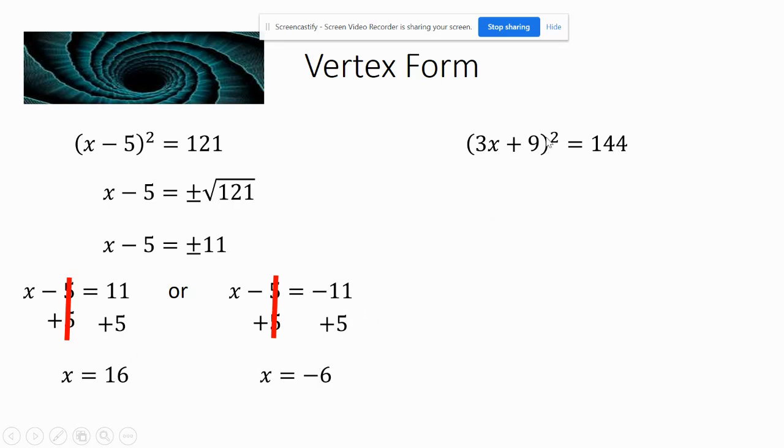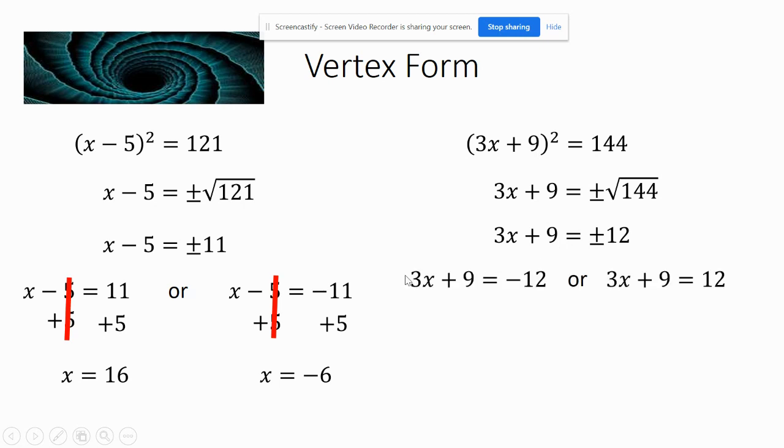So over here, the whole quantity is being squared first. So the first thing I need to do then is basically square root each side. So if I square root each side, I'm going to get a positive or negative 12 for 144, and the square root is going to go away here. But that means I have two possible answers, one for a positive 12 and one for a negative 12.